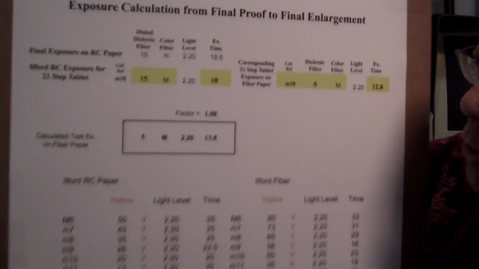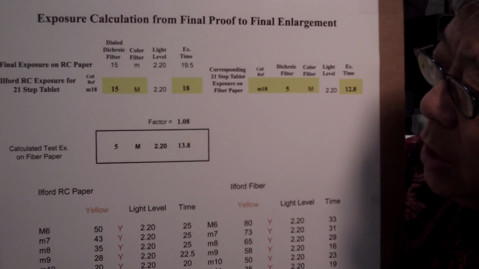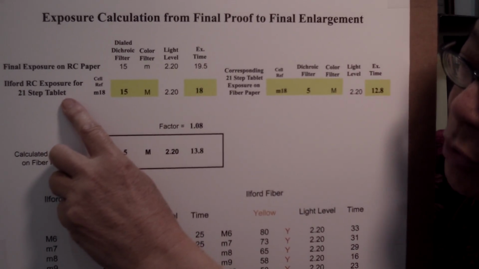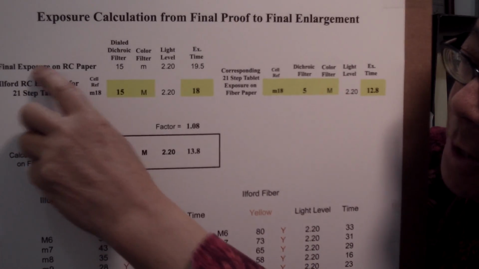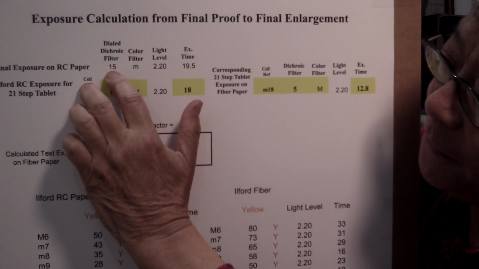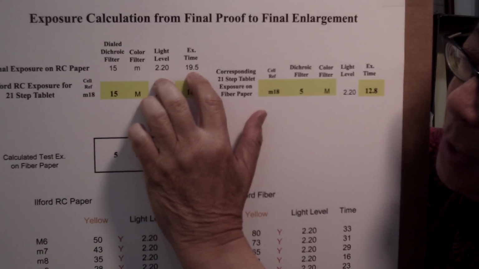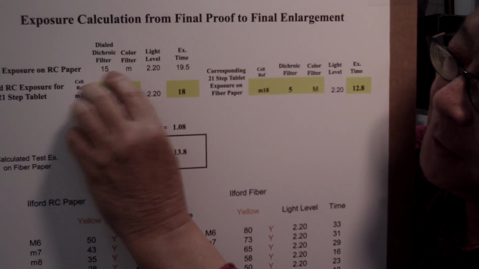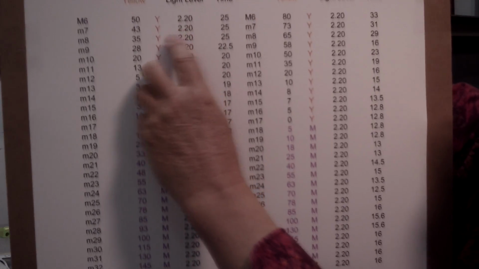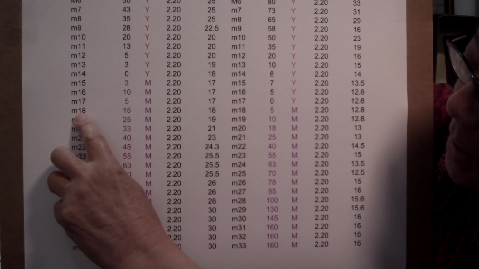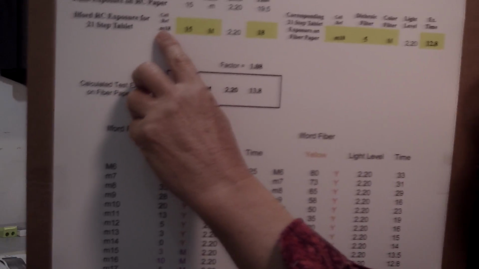Okay, I'll explain it before I show you the spreadsheet. What you do is you type in the exposure that you used for your test, your final 5 by 7. This one was 15 magenta, 2.2, and 19.5 seconds. This is 15 magenta. So I look down here until I find 15 magenta. 15 magenta is M18. So here I just type in M18.